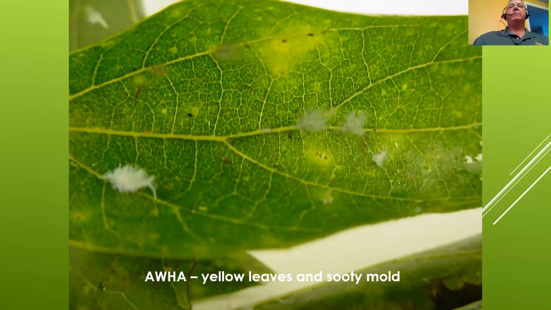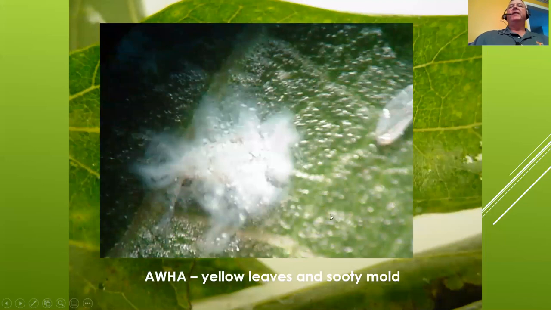Here we're looking at a hackberry leaf. These are Asian woolly hackberry aphids, these little white fluffy things you see pictured here. They are an aphid. Aphids, like mites and like scale insects, are sucking insects.